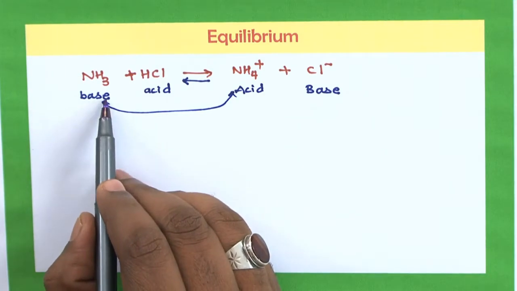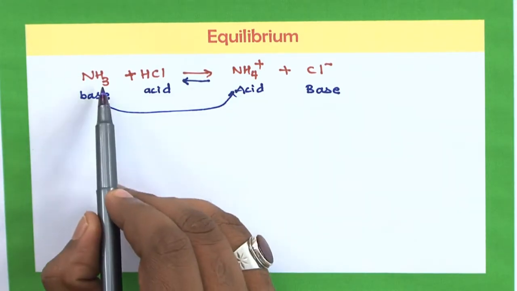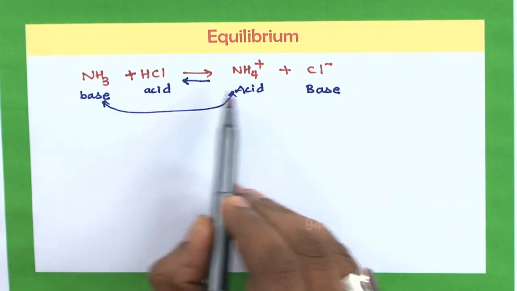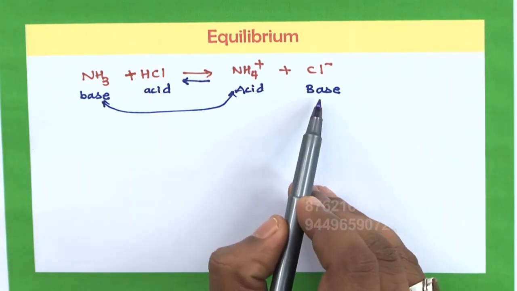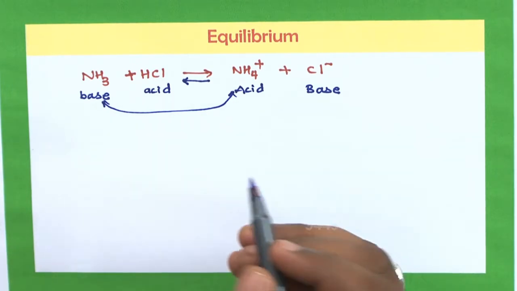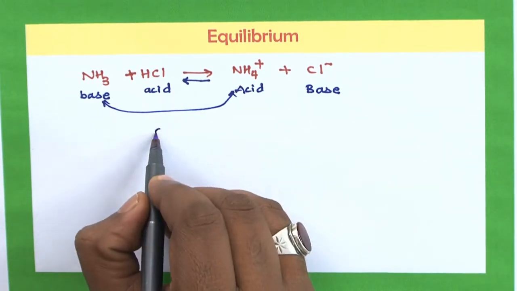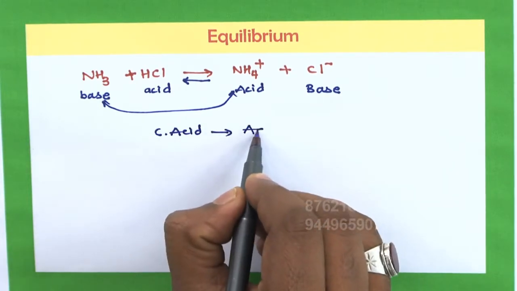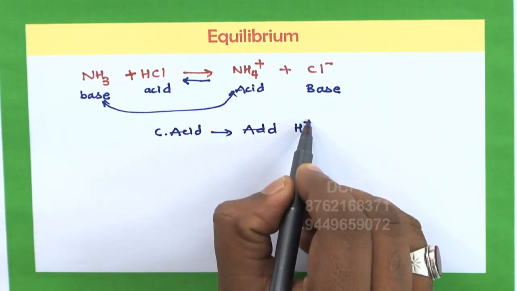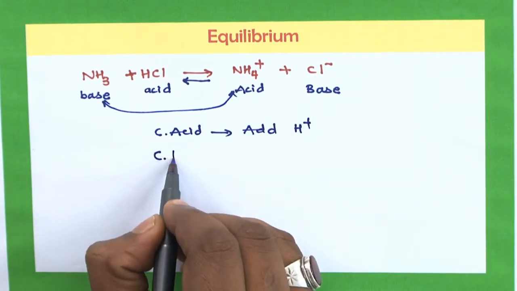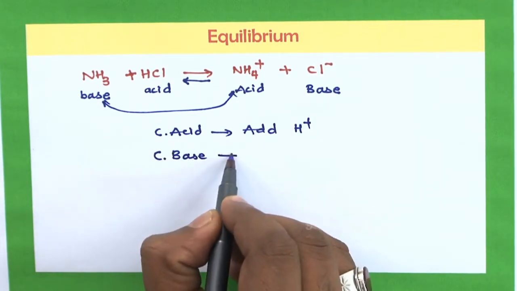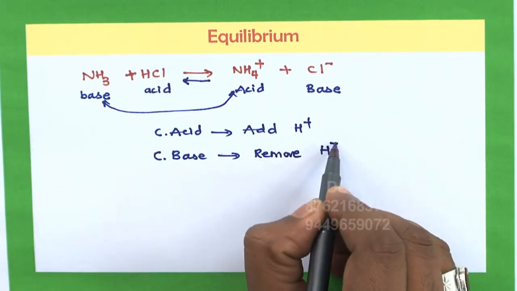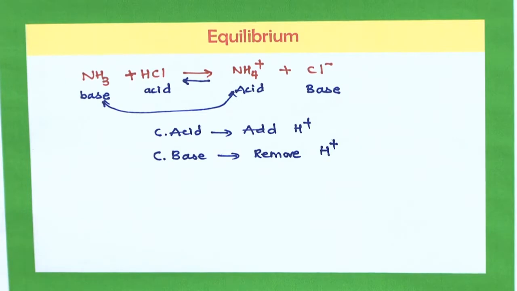If you carefully examine, the conjugate acid has one proton in excess, whereas a conjugate base has a deficiency of one proton. That is, if they ask you to write the conjugate acid, you need to add a proton, because a conjugate acid always has one proton extra. If they ask you to write the conjugate base, you should remove a proton. So to write the conjugate acid, we add a proton. To write the conjugate base, we remove a proton.